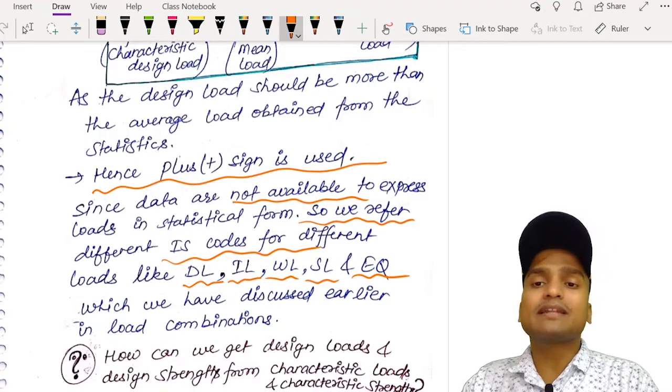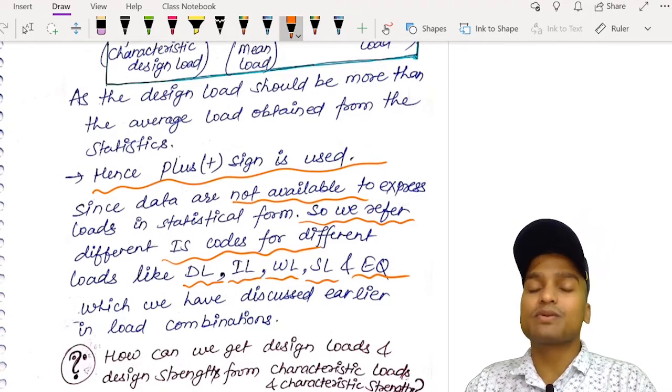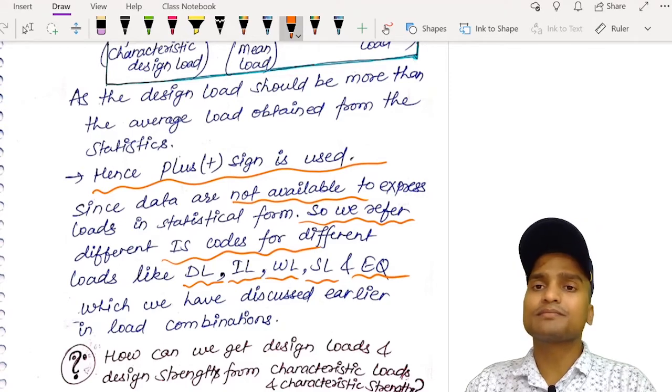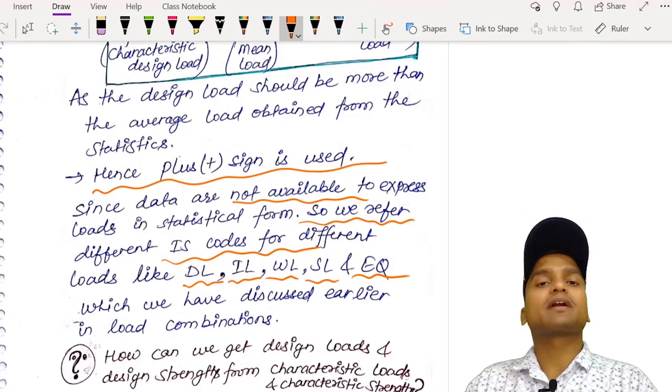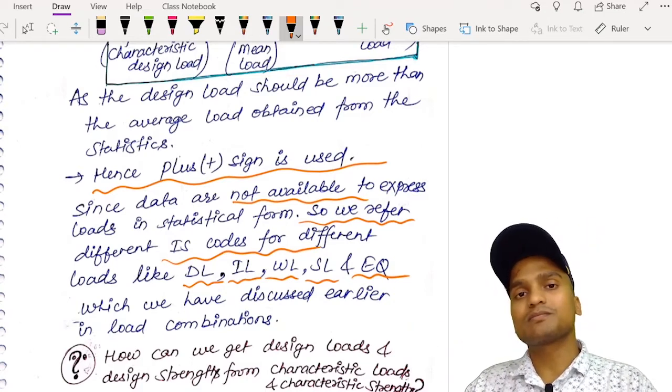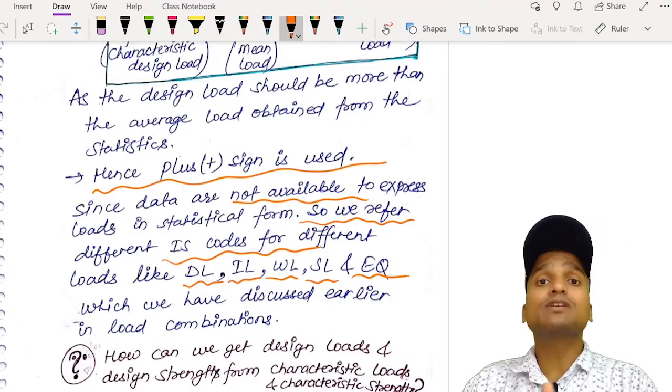Now after calculating this characteristic value of strength and the load, what do we do? क्या करें? डिज़ाइन प्रॉब्लम में इनका कैसे यूज करें? तो डिज़ाइन प्रॉब्लम में हम कैरेक्टरिस्टिक स्ट्रेंथ यूज नहीं करते, ना ही कैरेक्टरिस्टिक लोड यूज करते हैं. तो क्या करते हैं? We use design strength and design load.